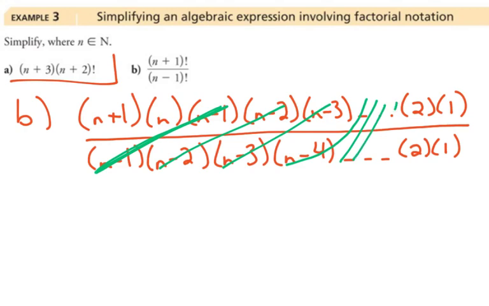Everything else inside this omitted part will also cancel because we'll have n minus 5s, n minus 6s, and so on and so on. The 2's will cancel, the 1's will cancel, and so we are left with n plus 1 times n.